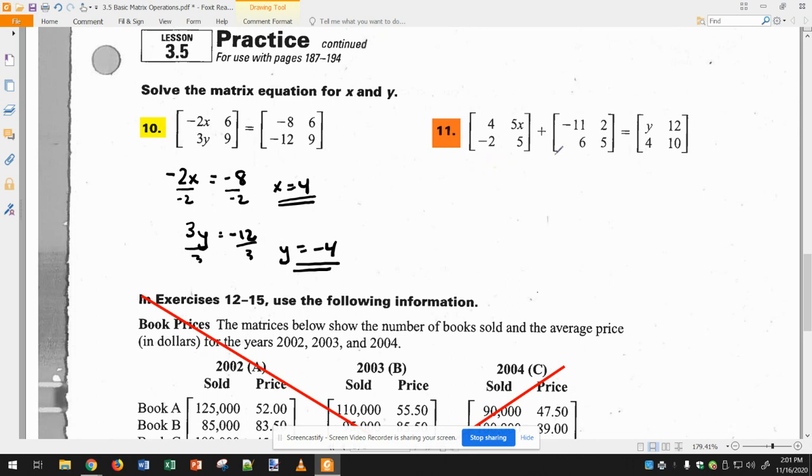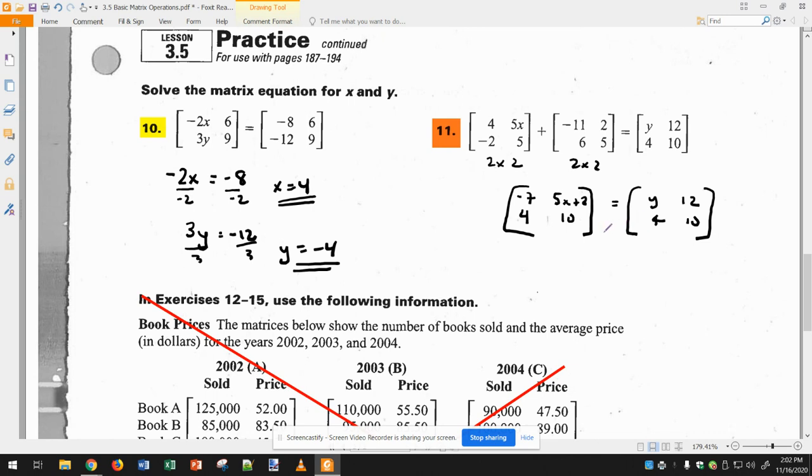This is a 2 by 2, and this is a 2 by 2. So you're going to have to add to get a 2 by 2 first, and then we set it equal to this other 2 by 2. So 4 plus negative 11 is negative 7. 5x plus 2, we can just write 5x plus 2 because we don't know x yet, and we don't have an equation yet. And then this would be negative 2 plus 6 is 4. This is 5 plus 5 is 10. So now this is set up the same way as this.